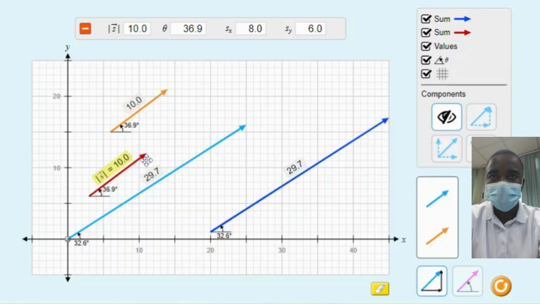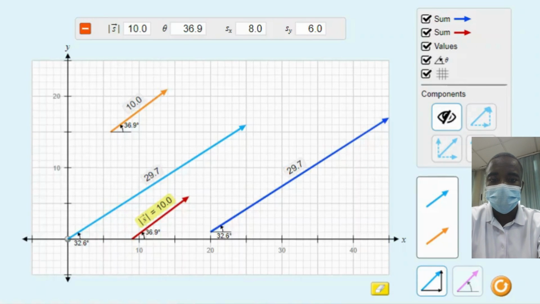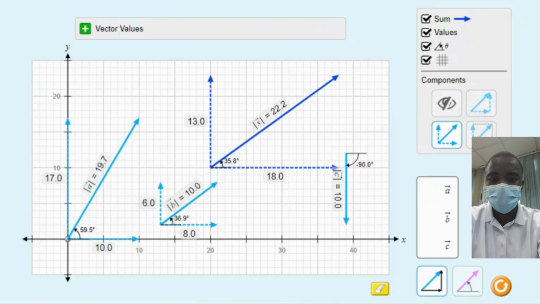Through exploration and experimentation, students can gain a deeper appreciation for the complex and fascinating world of vectors and their applications in various scientific and engineering fields.